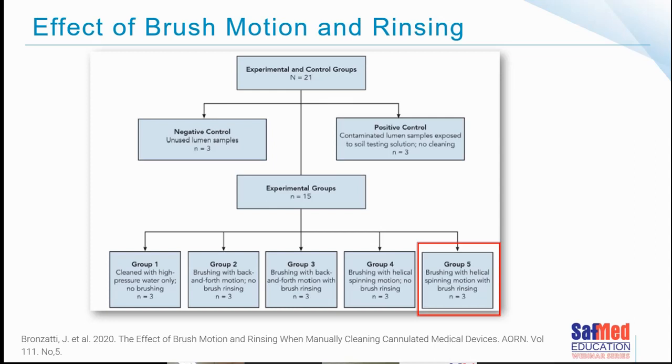Group 3, they did the back and forth cleaning motion, but they rinsed the brush between each back and forth motion. With 4, they brushed with a helical spinning type motion, so more of a spin, with no rinsing. And in group 5, they brushed with the helical motion and rinsing in between, rinsing the brush tip in between. What was the most effective method? Number 5 was the most effective method they found.